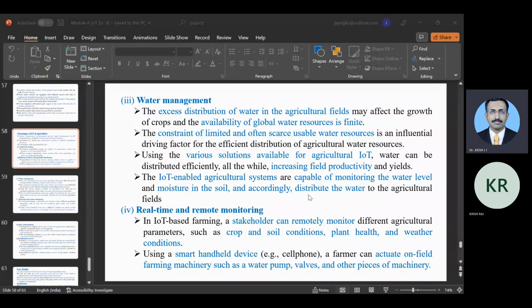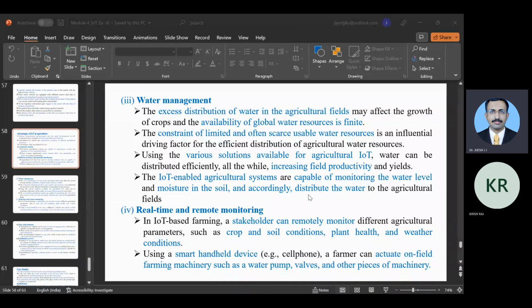Now, what is the next advantage? That is water management. So in what way can water be managed? You can make sure that you use the sufficient amount of water which is required for the plants, and that it is not being wasted or overused. So that is one of the advantages you can understand.